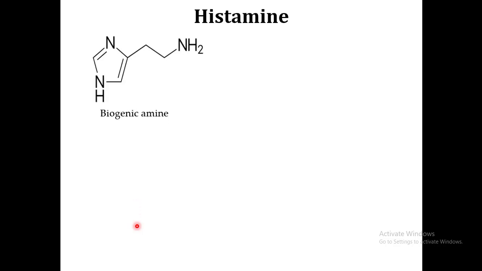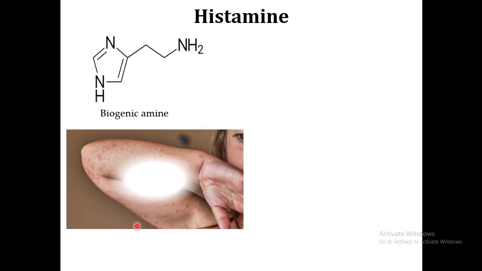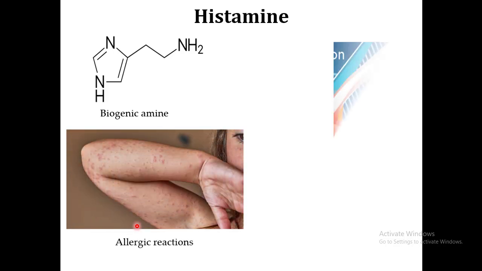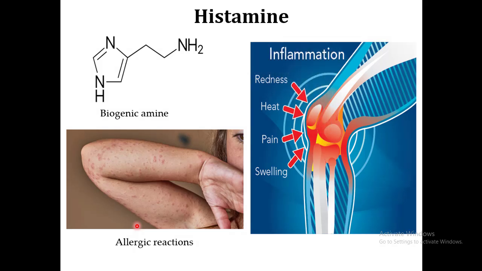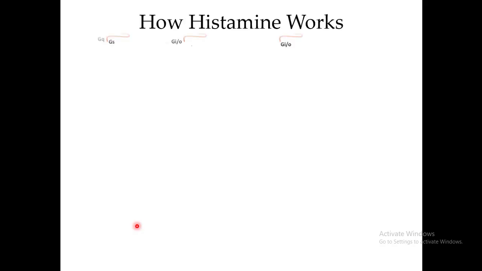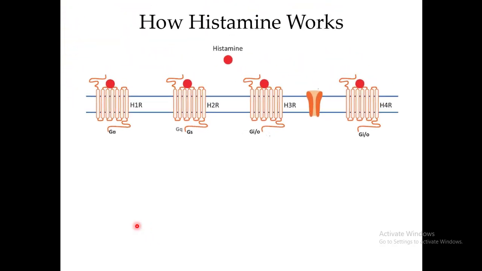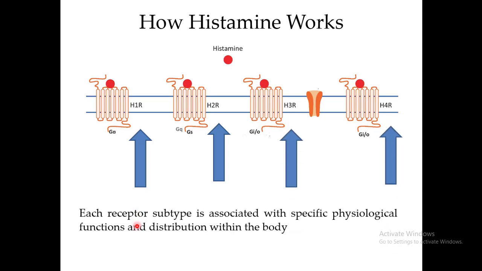I've told you that histamine is a biogenic amine. It is very important in allergic reactions and in inflammatory responses. The histamine works through four receptors, known as histamine receptor 1, histamine receptor 2, 3, and 4. Each of these receptor subtypes is associated with specific physiological functions and distribution within the body.